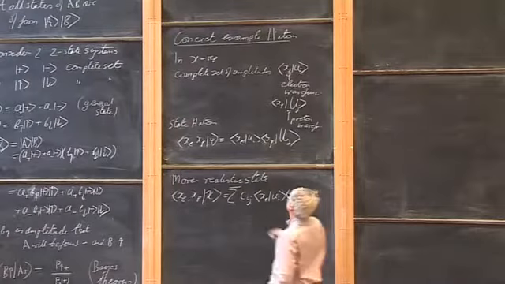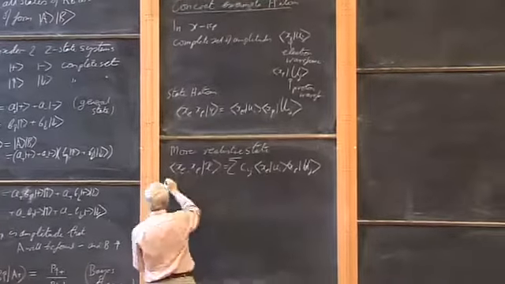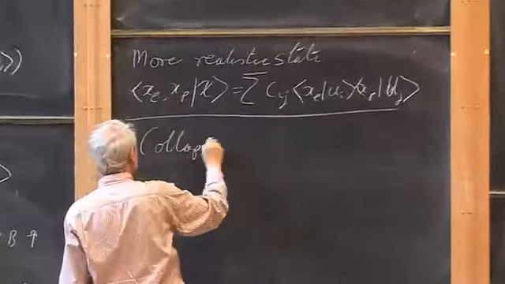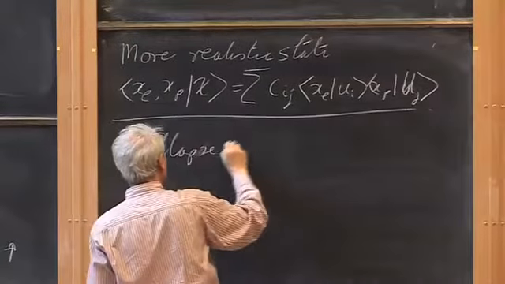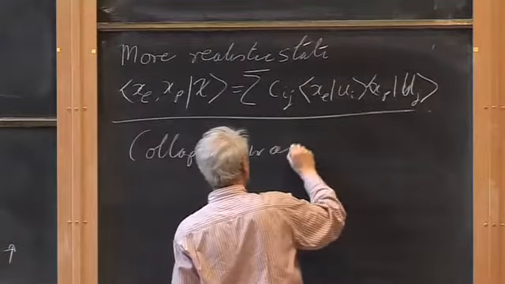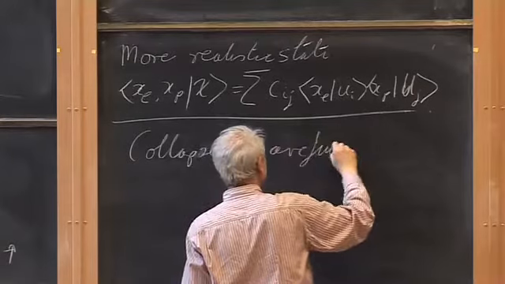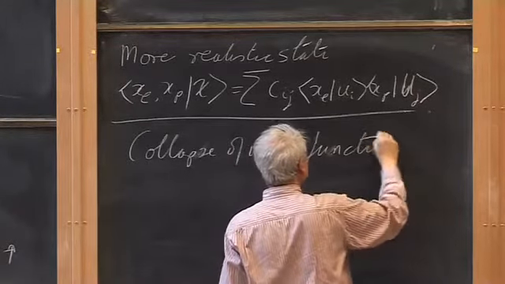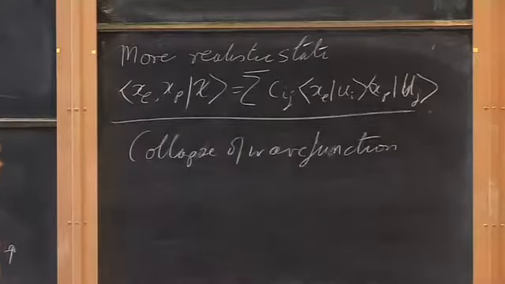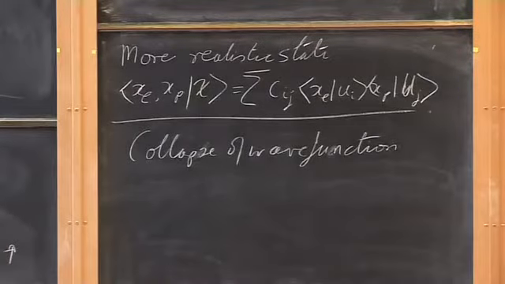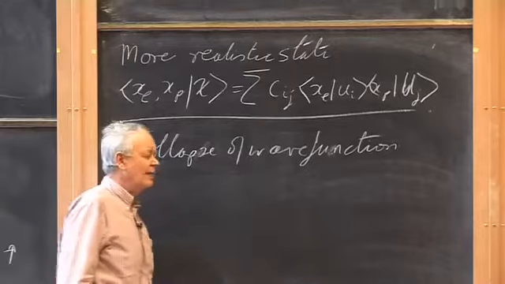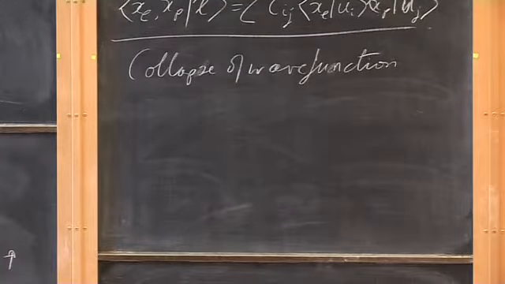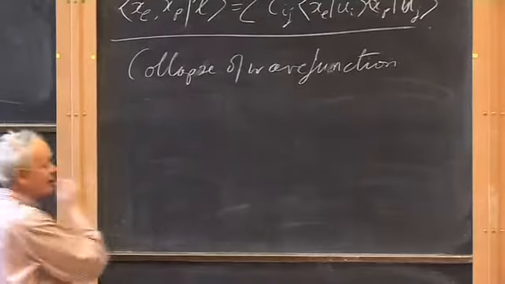Okay, now we need to revisit the collapse of the wave function. So what happens when we make measurements on compound systems? We know what happens when we make measurements on a single system, and we have to extend these ideas. So suppose, let's go back to our state of our system.